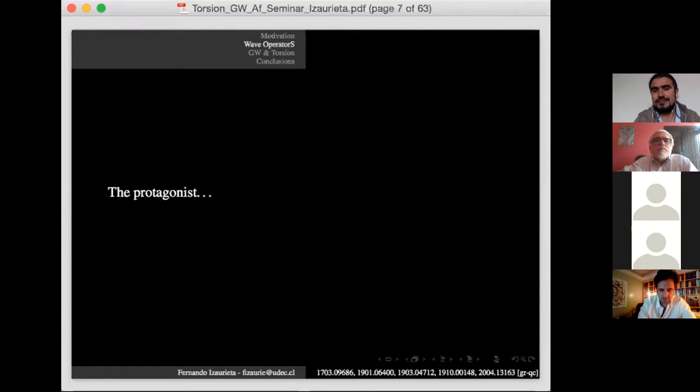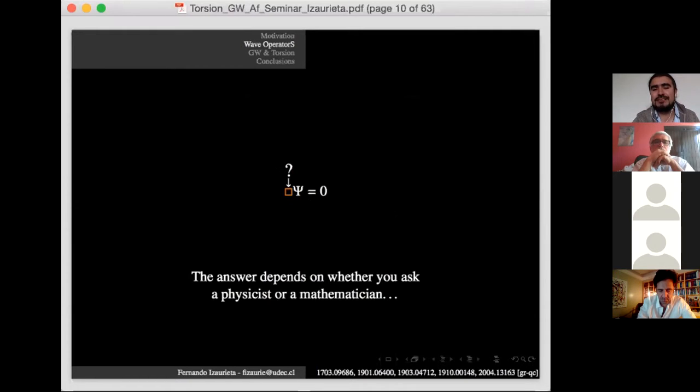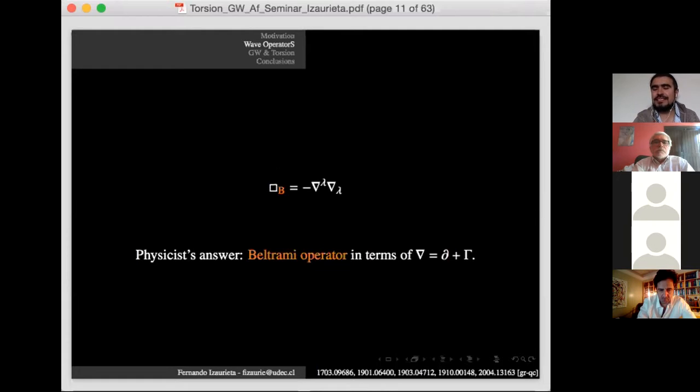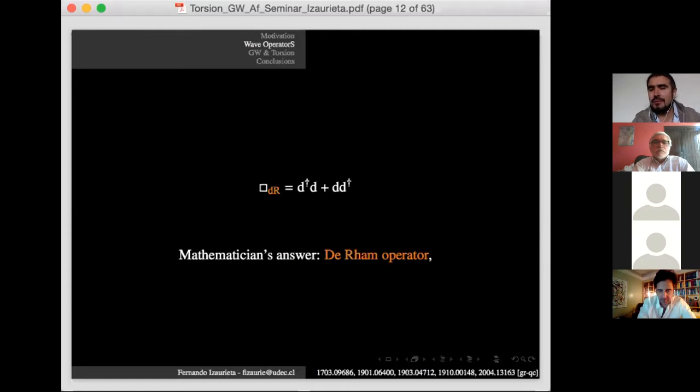The first point is that obviously we think all of us know the wave operator until we ask what it is, because the answer changes if you ask a physicist or a mathematician. If you ask a physicist, the standard answer is that one. Okay, that is the wave operator. But if you ask a mathematician, they will give you a different answer. They will tell you, no, it is the Rham operator, and both operators are not the same.